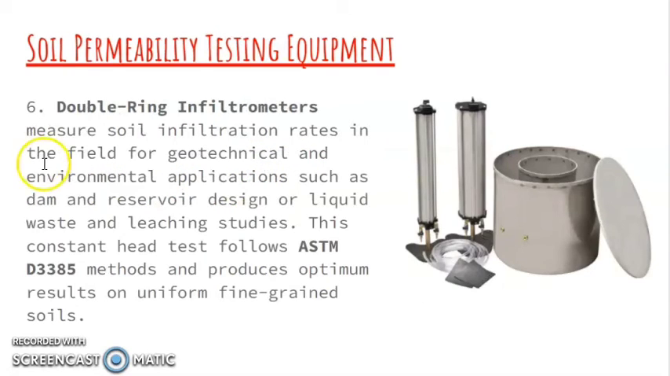And the last one, we have double ring infiltrometers, which measure soil infiltration rates in the field for geotechnical and environmental applications such as dam and reservoir design or liquid waste and leaching studies. These tests follow ASTM D3385 methods and produce optimum results on uniform fine-grained soil.